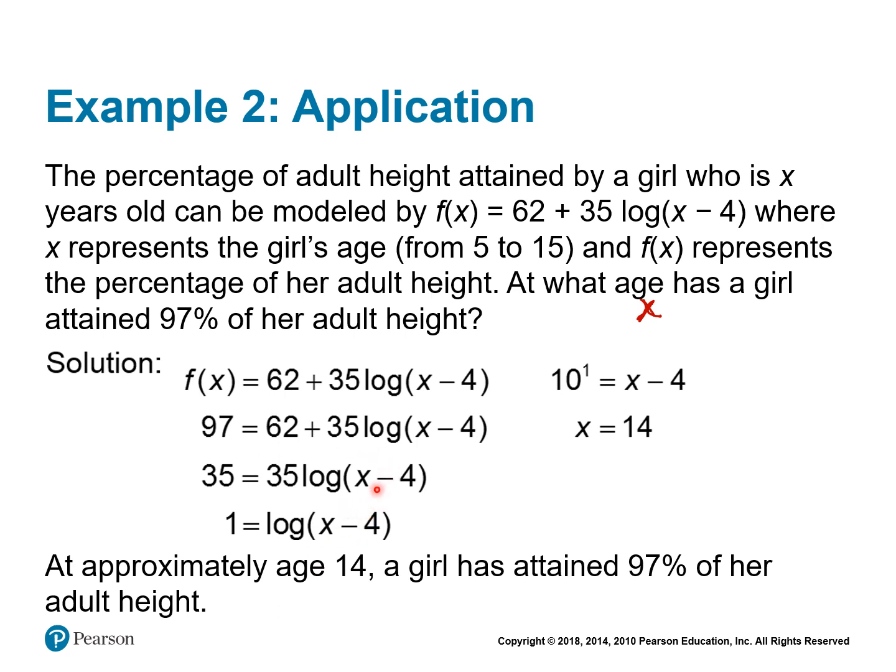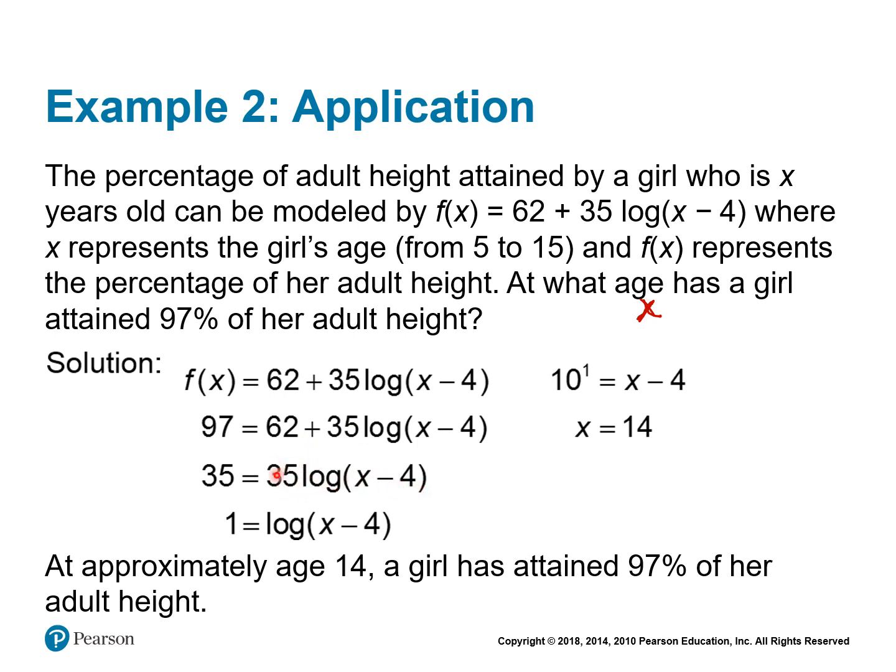So this is a logarithmic equation. How do we go about solving it? First, we have to isolate our logarithm. We have to have the logarithm by itself on one side and remove all the other coefficients or other terms from the right hand side to the left hand side. So we start with moving 62 first. So move 62 to the other side. 97 minus 62 is a 35. So once we do that, what are we left with? 35 equals 35. This 35, which is the coefficient of the log, so 35 times log of x minus 4.